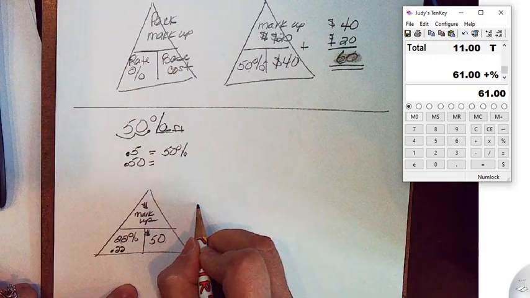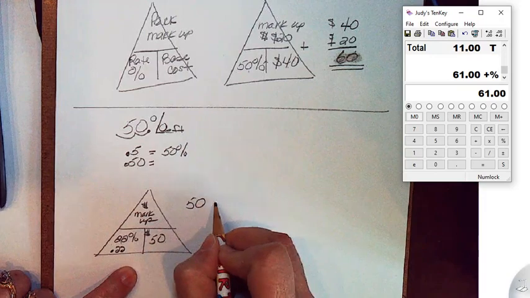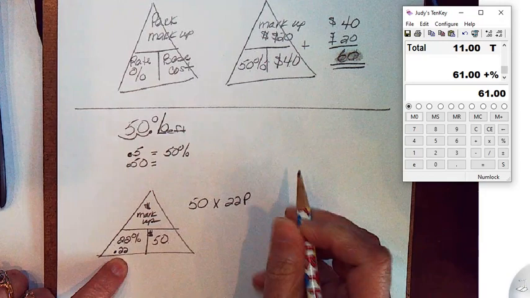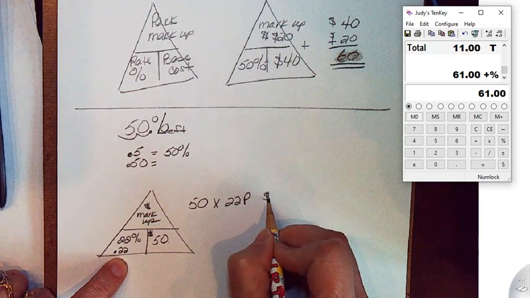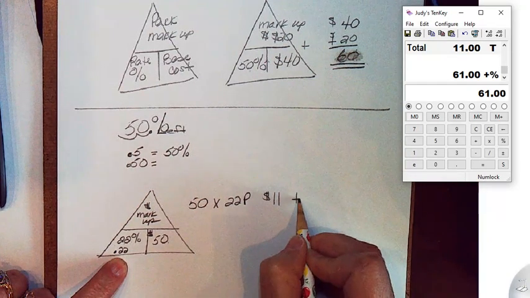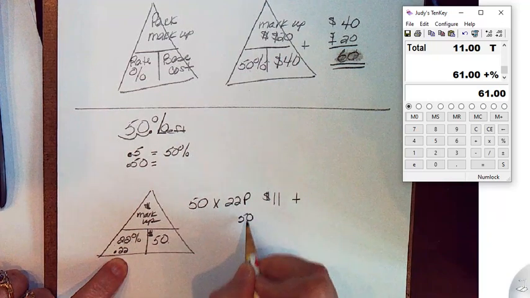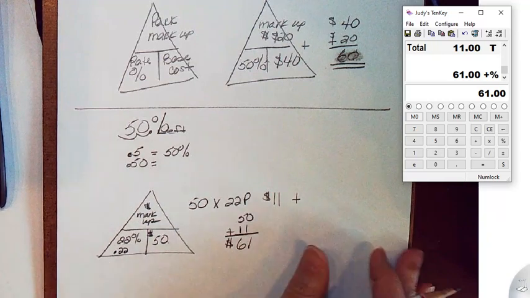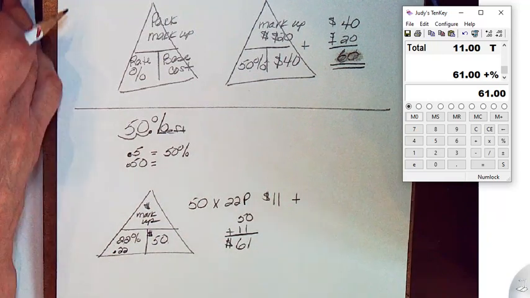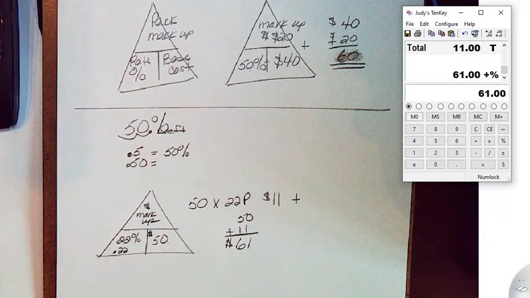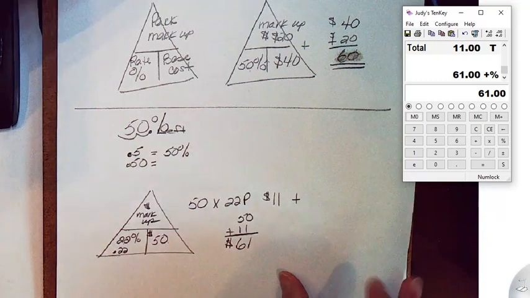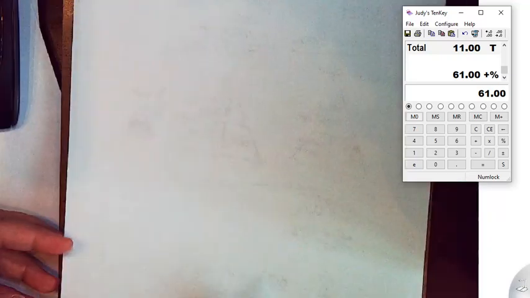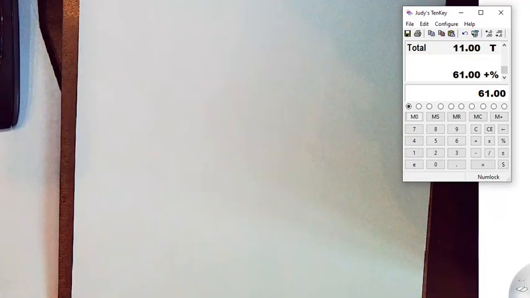So $50 times 22% gave us the $11 of markup. Hit the plus and it will add the 50 plus the 11 for you and give you the new selling price of $61. So that's when markup is based on cost. And that's how I did it at the store I worked in. It was really easy because I just had to double whatever the cost was to my employer.